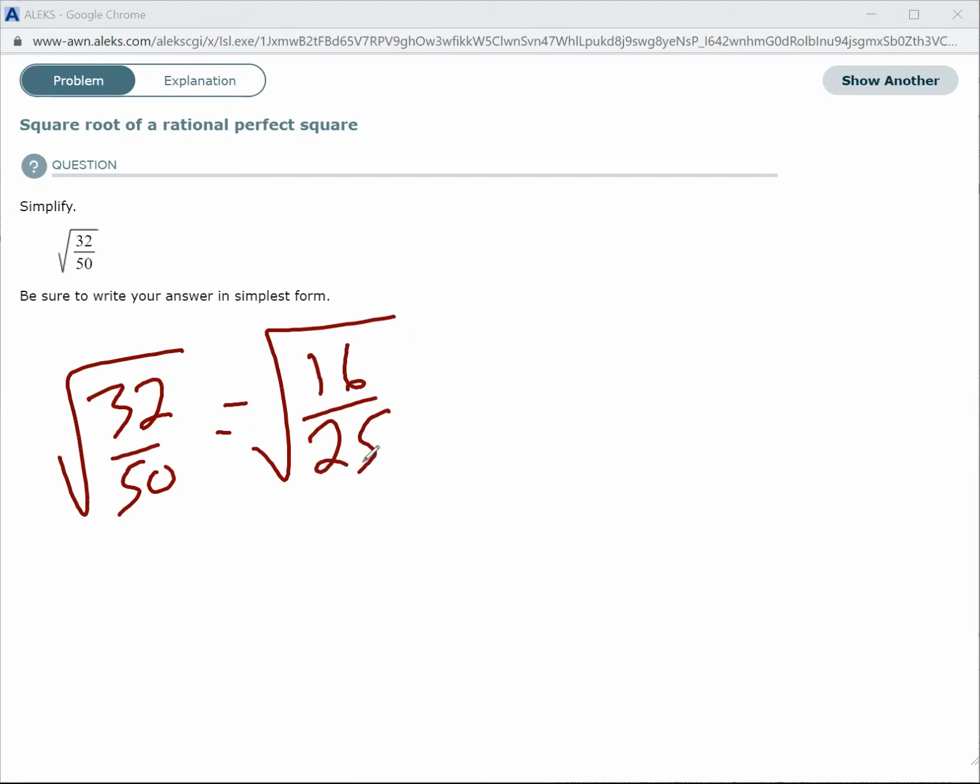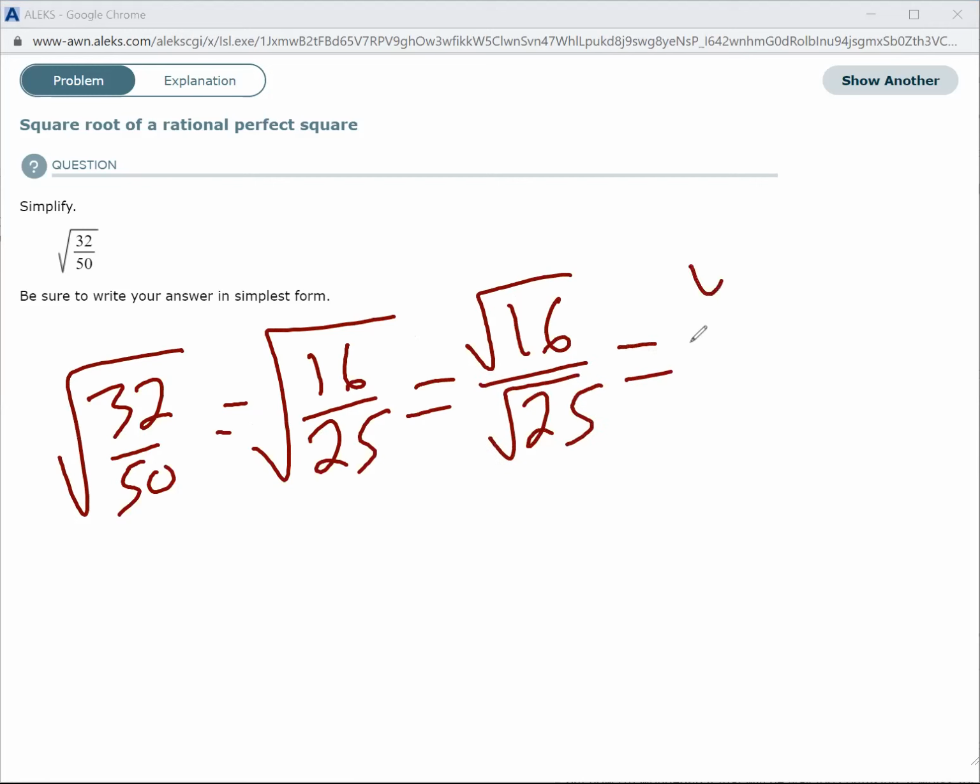Now, I've got perfect squares on top and bottom, so I can split up my radical. Square root of 16 over square root of 25. Square root of 16 is, of course, 4, while square root of 25 is 5, and 4 over 5 is my answer.